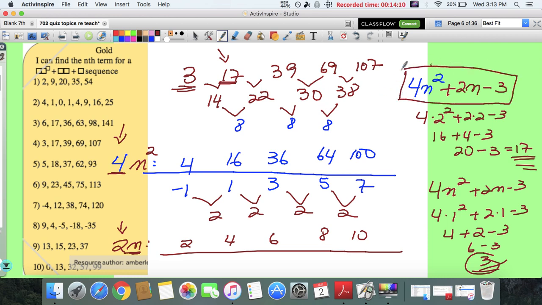Okay, so my sequence here is this, and I can use this to find any number in my sequence, whether it's the first term, the second, the third, the fourth, the 100th term, the 1,000th term. I will use this. That it? Oh, I got one more.